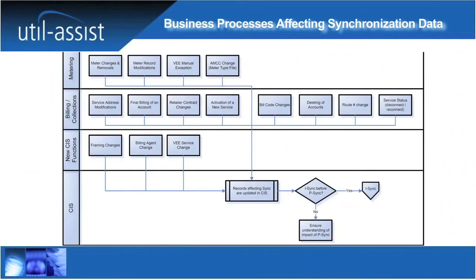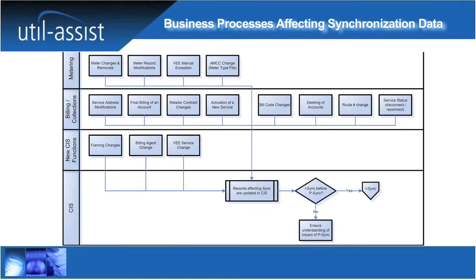When developing your business processes, consider that a wide range of processes affect synchronization data. Mike Strano explains. If you look in the TIS, there's 14 scenarios that can result in synchronization data being generated. These are some of them, maybe all of them, split out according to typical departments in the utility, like metering. You could communicate meter changes, removals, new services, record modifications in metering, VEE, service code changes, or manual exceptions that you're trying to resolve at MDMR.